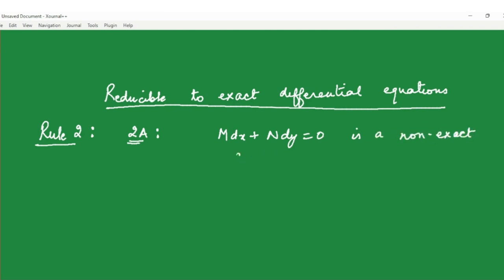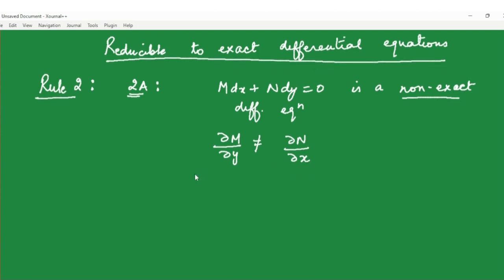Now if it's non-exact, then that means the equality of these two partial derivatives won't be there. Del M by del y won't be equal to del N by del x. So these two partial derivatives are unequal, and that's the reason for the non-exactness of this differential equation. Now if these two are unequal and we want to find an integrating factor, that means we want to find an expression involving x and y such that the non-exact differential equation, when multiplied with that expression, becomes exact, and then we can solve it the exact way.